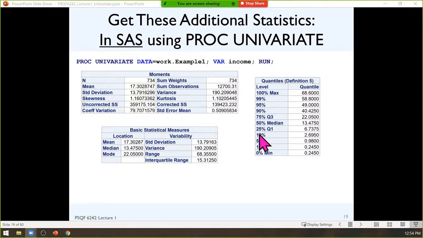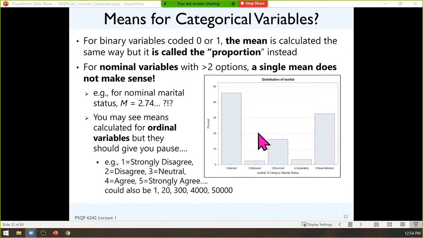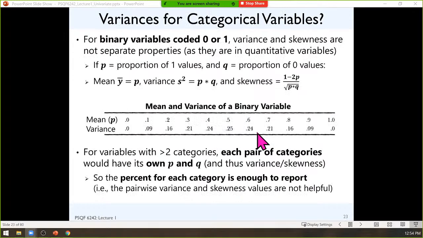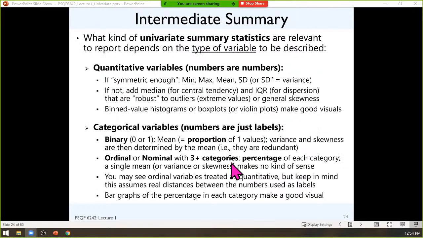And then we started talking about, we did skewness, but skewness doesn't matter. In binary variables, mean and variance are tied together. So once you know the mean, you know the variance. So those are going to work a little bit different because of that.